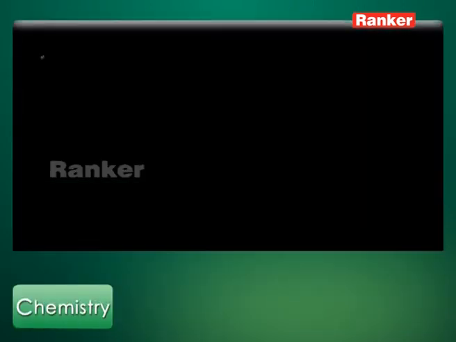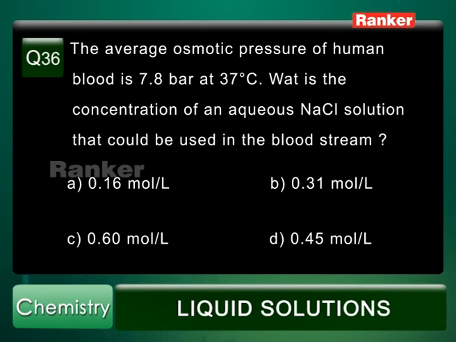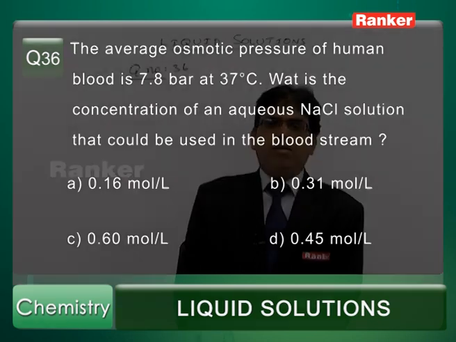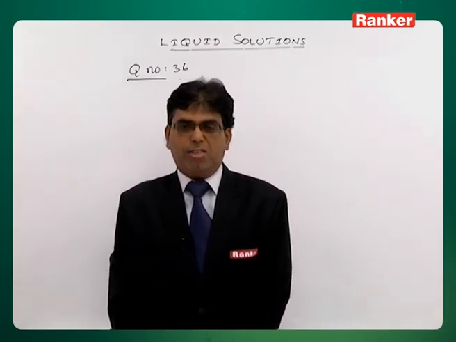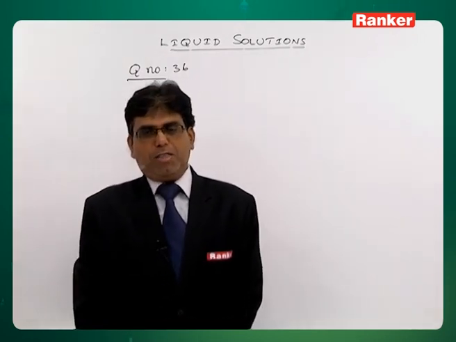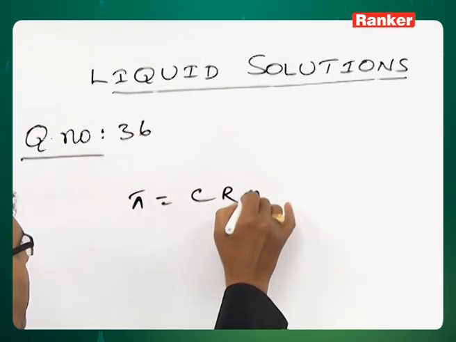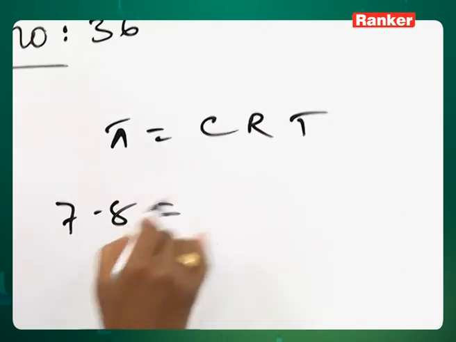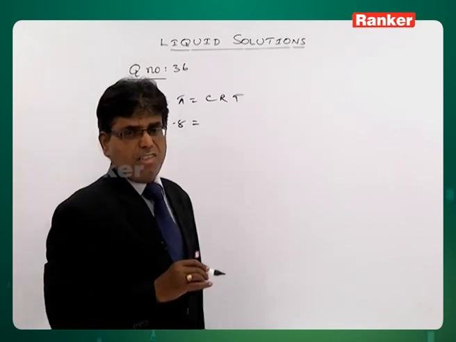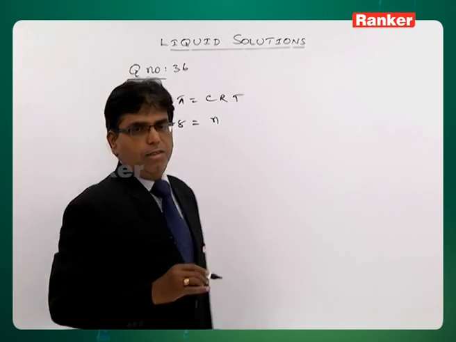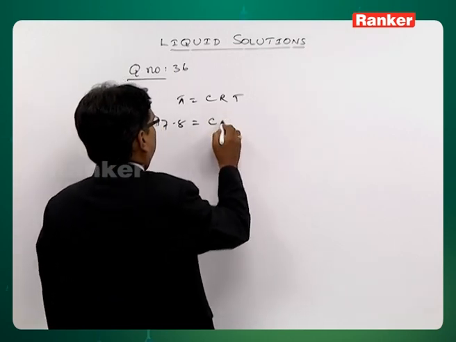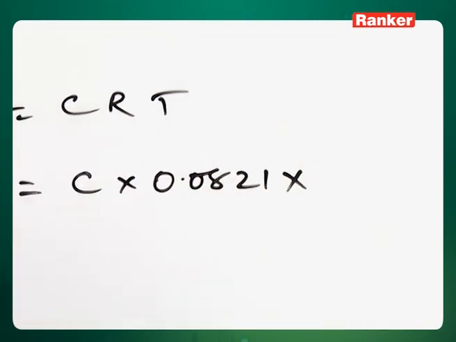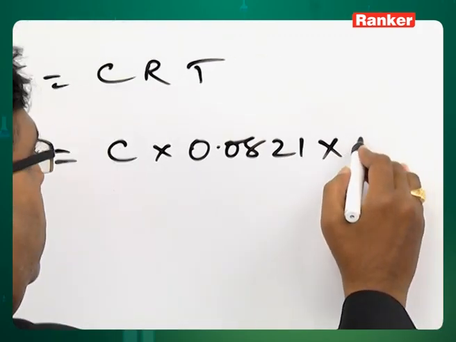Now, let us move on to question number 36. The average osmotic pressure of human blood is 7.8 bar at 37 degrees centigrade. What is the concentration of an aqueous NaCl solution that could be used in the blood stream? So, the average osmotic pressure pi is given as 7.8 bar at 37 degrees Celsius. To have equal osmotic pressure, when you take pi equal to CRT, this pi you have to take as 7.8 bar, and it must be equal to the concentration of NaCl, the number of moles. C is the one we have to find out, C into R 0.0821 into temperature, given as 37 degrees Celsius, which is about 310.